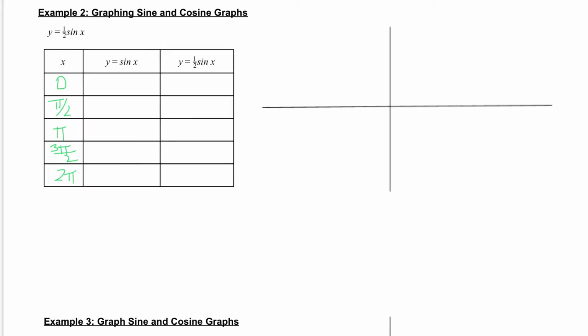So what is the sine of 0? Well, the sine of 0 is just 0. And then we want to know what is the sine of pi over 2. The sine of pi over 2 is 1. What's the sine of pi? The sine of pi is 0. What's the sine of 3 pi over 2? That's -1. And the sine of 2 pi is 0.